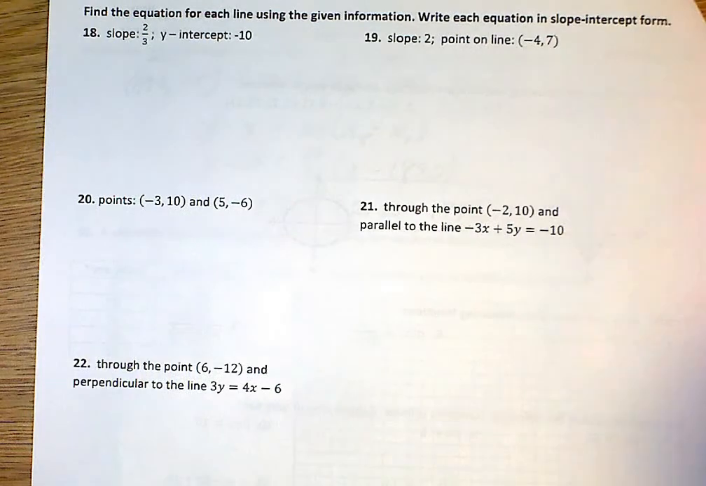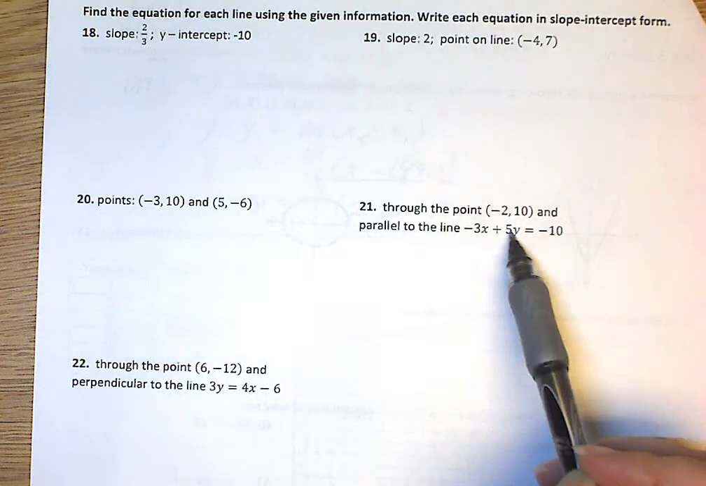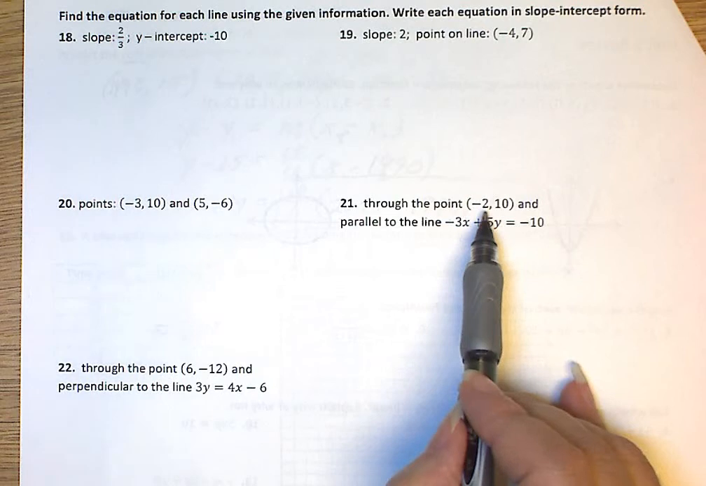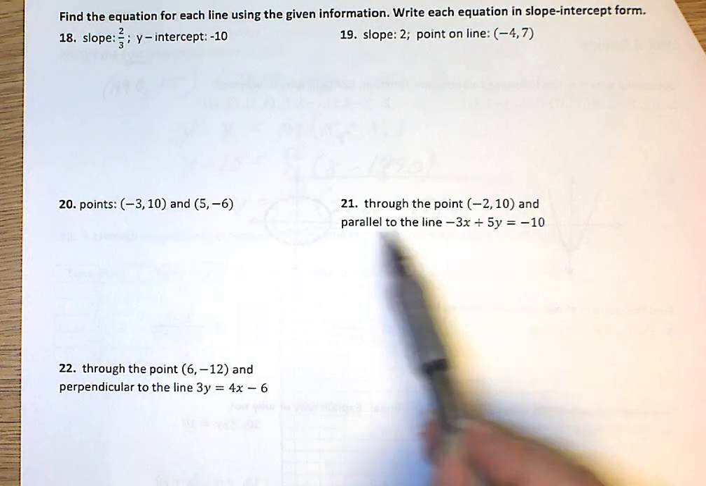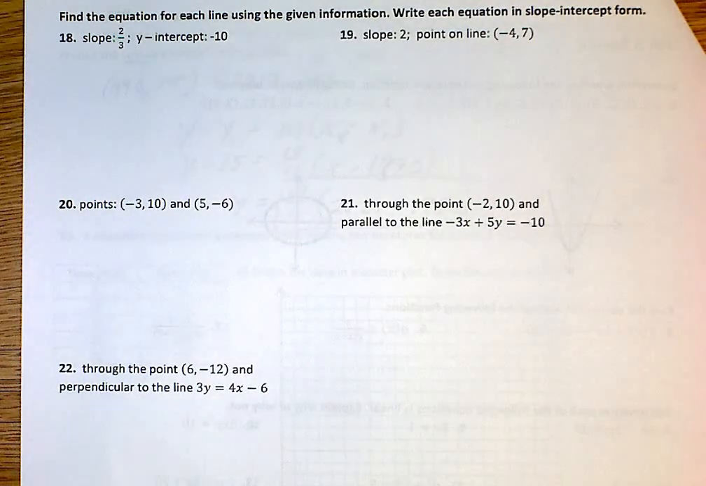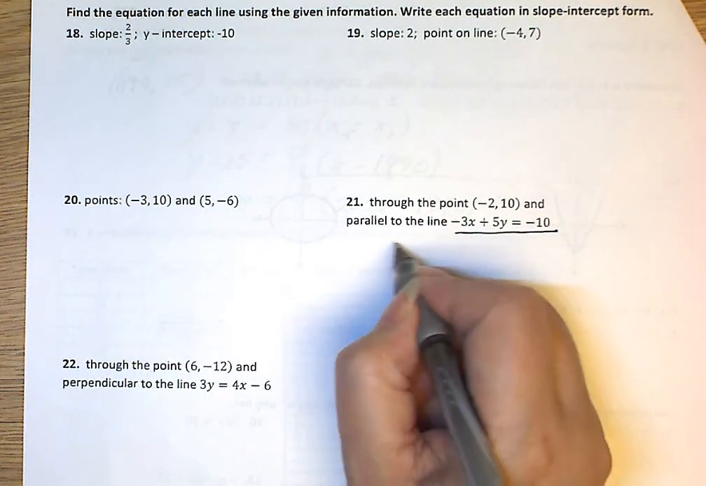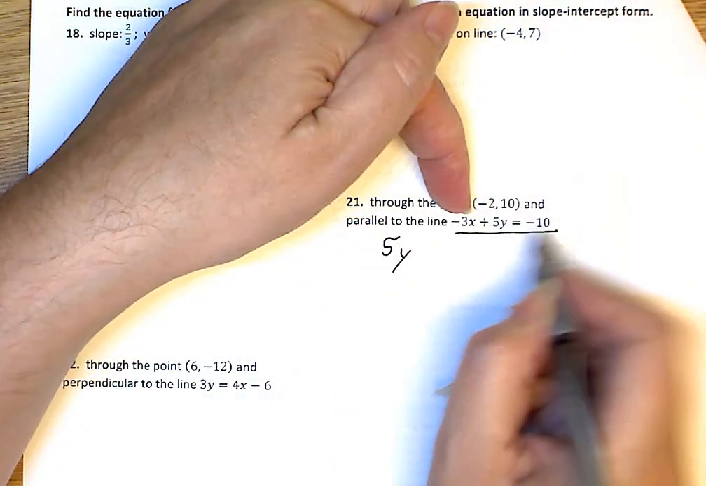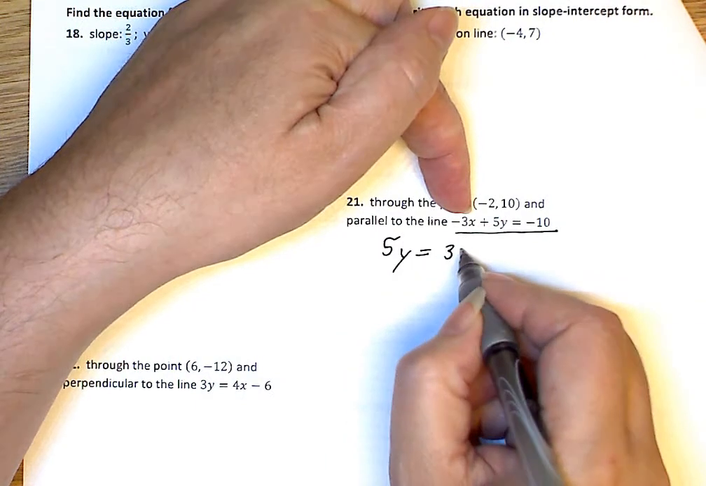So 21 says that we are going to be finding an equation for each of the lines, and we're finding a line parallel to this that goes through this point. So what's my first step? What do I have to do first when I am given a point and a line and I want to find the parallel line? Get y by itself. So I have 5y. Negative 3x to take to the other side. What do I have to do? Add it. So that's going to equal 3x minus 10.